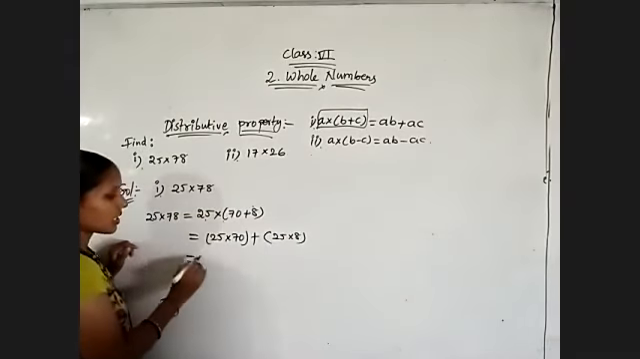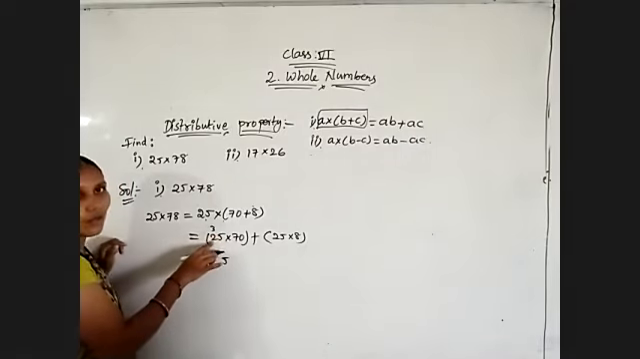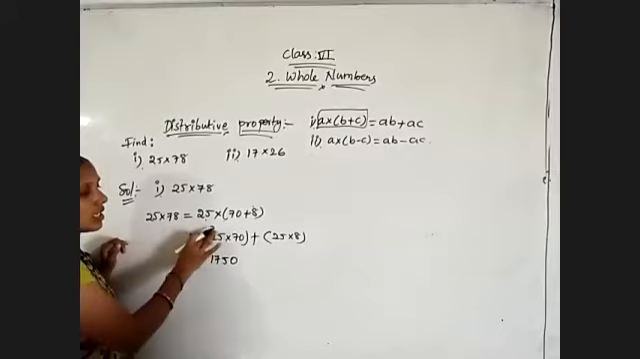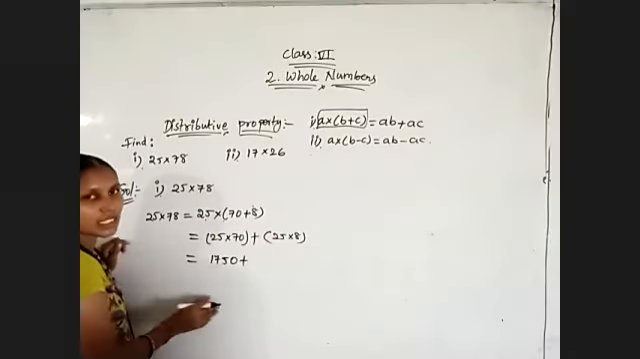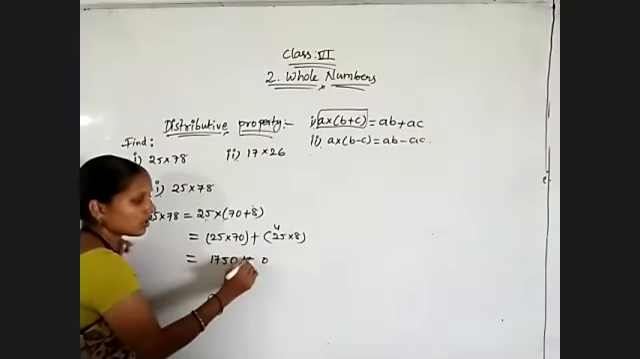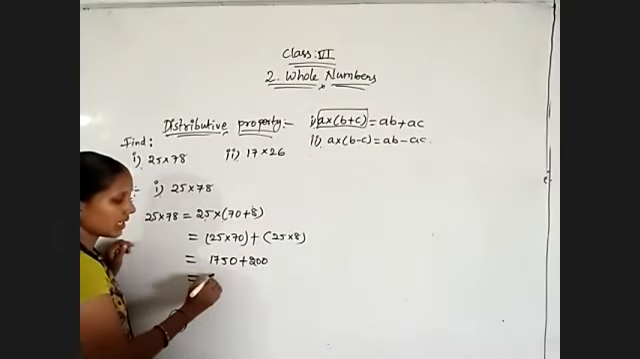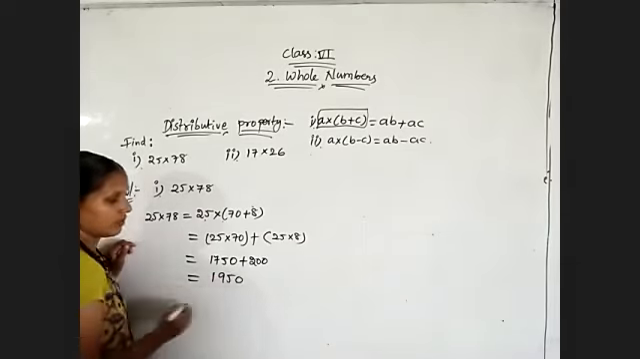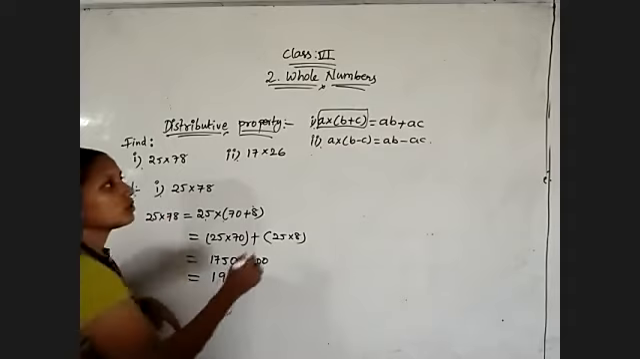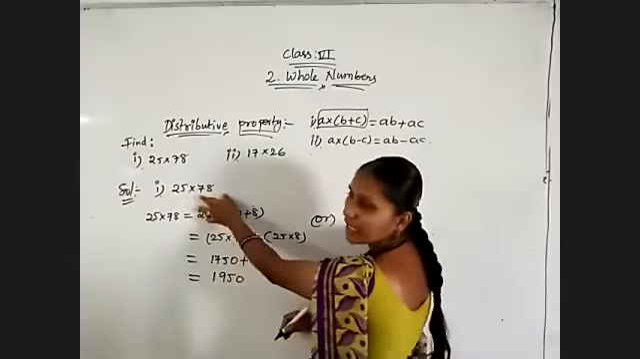Now if it is possible, do it directly. 7 5s are 35. 7 2s are 14, 14 plus 3 is 17, and 1 0 is there, so 750. Plus 25 8s: 8 5s are 40, 8 2s are 16 plus 4 is 20, so 200. Now 750 plus 200, that is 1950.